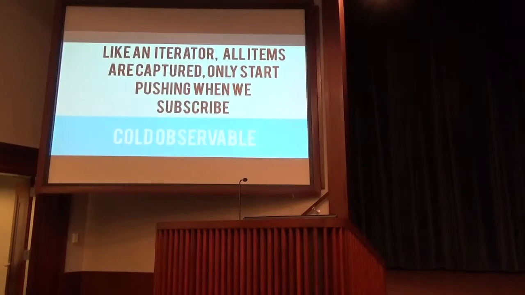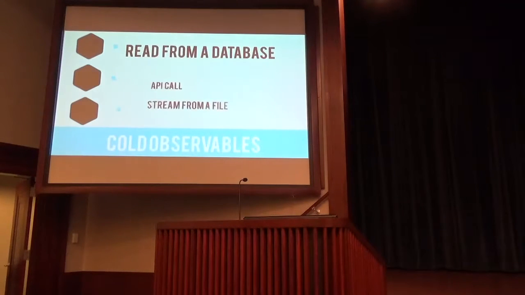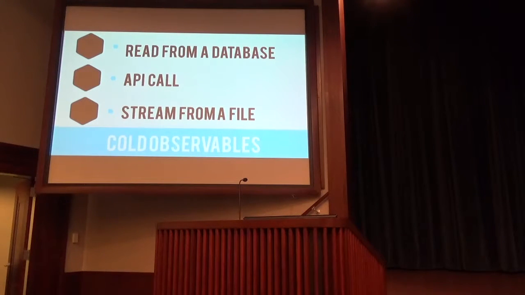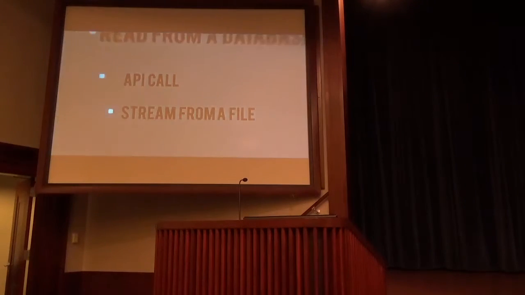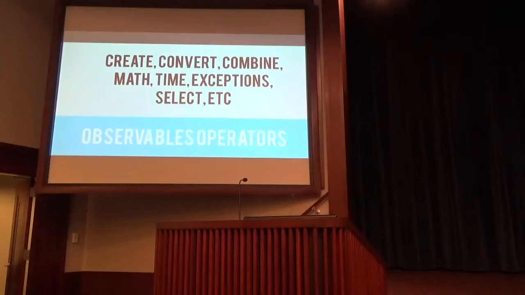You can probably guess what the other type of observable is. It's called a cold observable. This is something as simple as an iterator, well, let's just say an array or a list, something you generate. Or it could be something a little bit more concrete, like a read from a database, or an API call that you make that has a finite amount of things that you're receiving and only comes when we tell it that it needs to come, or when you're streaming from a file. Cold observables, hot observables.